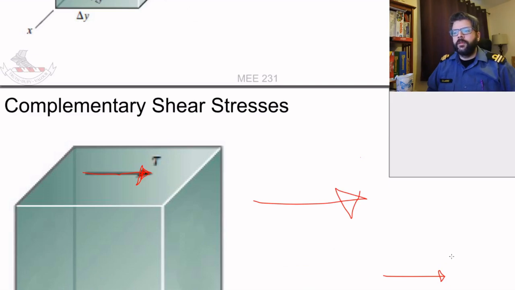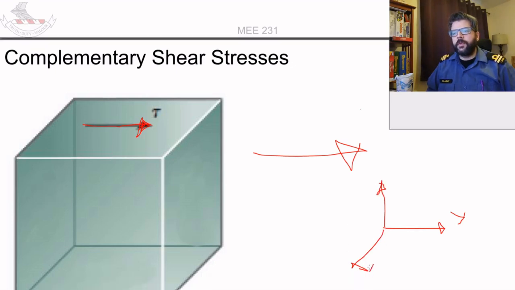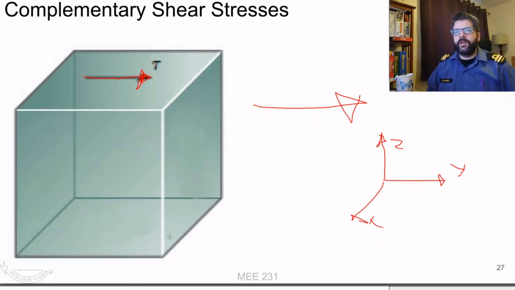Right, so that's y. This is x, and this is z. So the sum of the forces in the y direction needs to be 0. If we want to counteract that, we need to apply another force that's going to hold it in place. So the way that's going to happen is it's actually going to get an equal and opposite shear force applied on this bottom face.